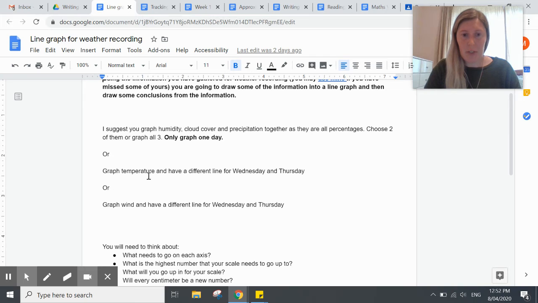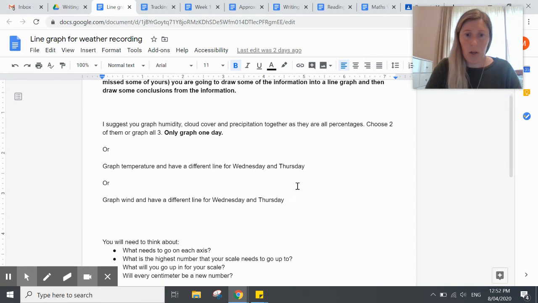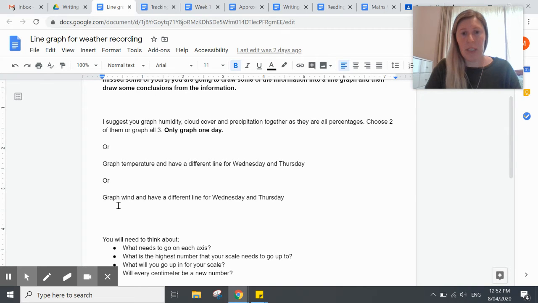Or you can graph temperature and have a different line for Wednesday and a different line for Thursday. And same for wind as well. Just do wind and then have a different line for Wednesday or Thursday.